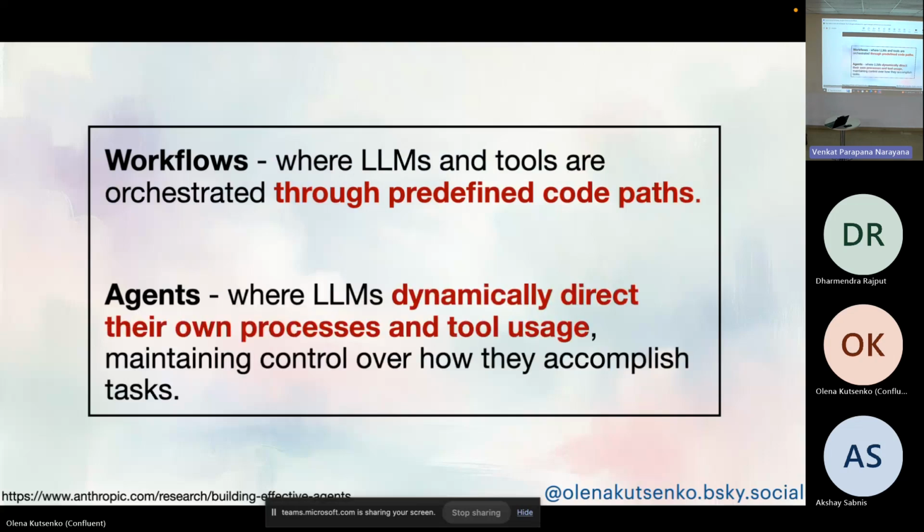Then there are agents where large language models dynamically direct their own processes and tool usage, maintaining control over how they accomplish tasks. This is more or less if you have looked into Operator from OpenAI or computer use from Anthropic, where you give a task to, for example, book a ticket, and then it goes and clicks everything on your laptop to perform the task. Or, for example, another example of this sophisticated agent is the one to solve GitHub issues.